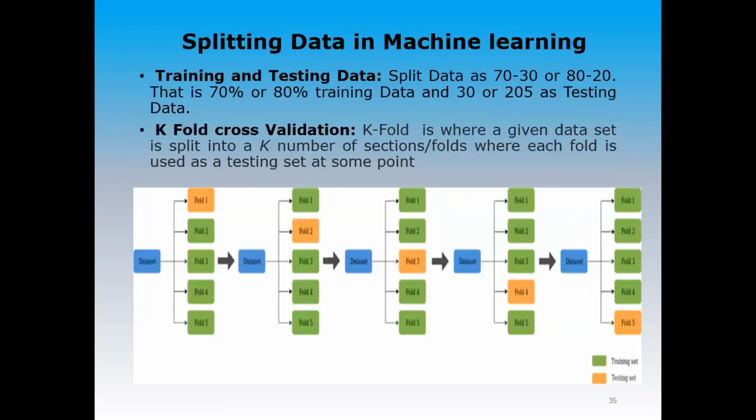As I said, in machine learning you split the data. One way of splitting is a 70-30 combination, meaning 70% for training and 30% for testing, or 80-20. Some go for 90-10 these days, but I prefer 80-20 only: 80% for training and 20% for testing. Sorry, it was an error there, not 205, it's 20%. Sorry about that.